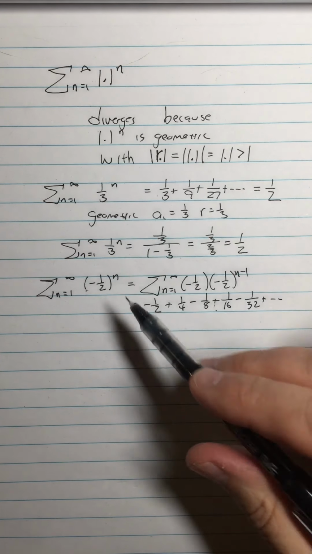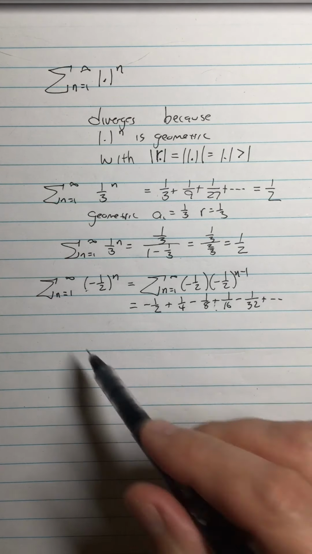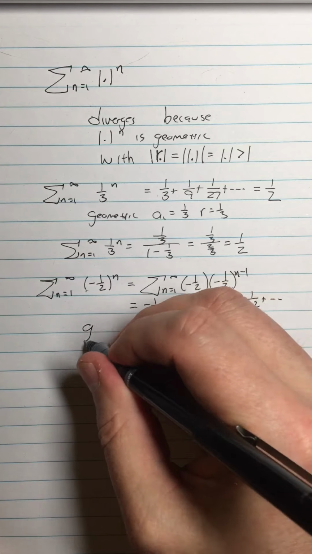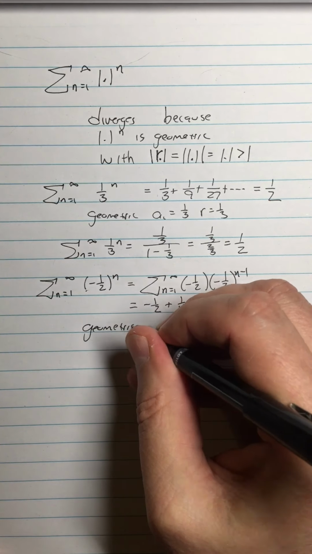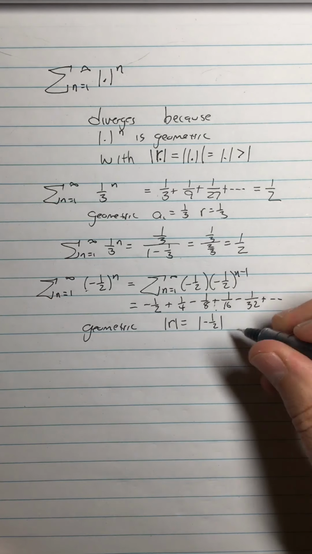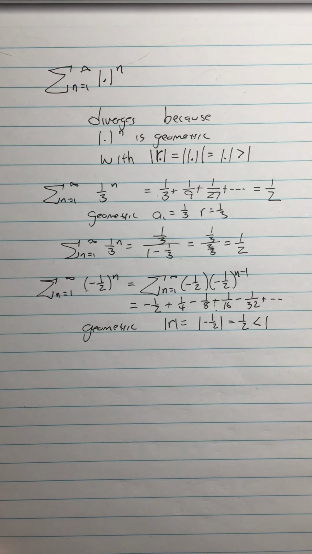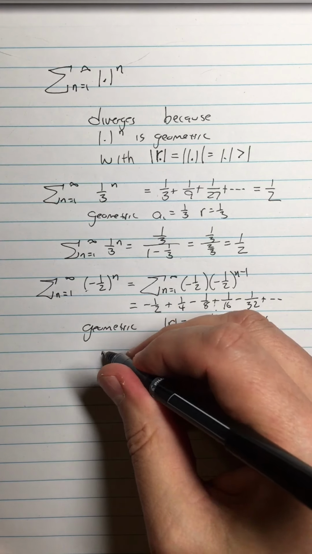So we know if I have positive 1/2 to the n, it adds up to 1. We already did that one. What if negative 1/2 to the n? What's that going to add up to? Well, since we're geometric, with absolute value of r equal to absolute value of negative 1/2 equal to 1/2, which is less than 1, it should converge, and we should be able to use the formula.